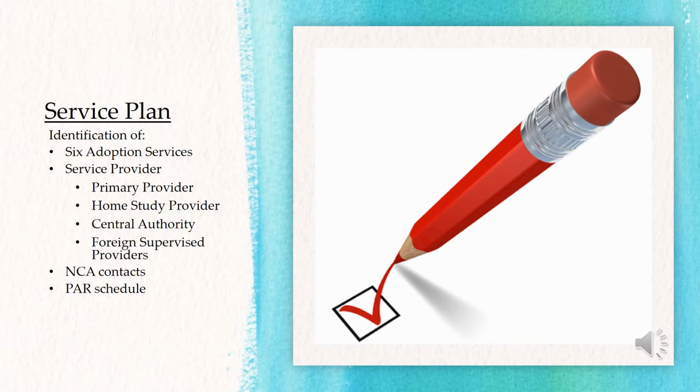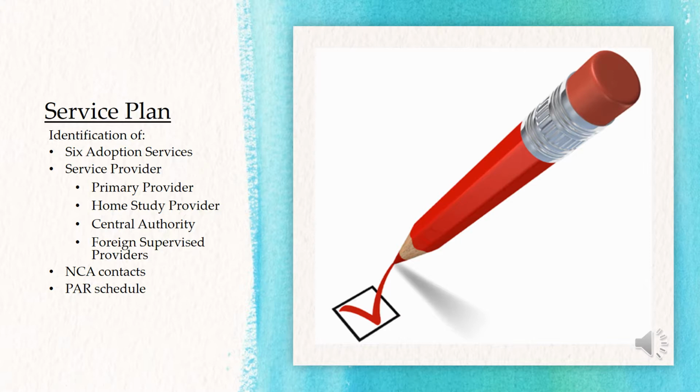The service plan is a document that identifies the 6 adoption services that are rendered in intercountry adoptions and who is responsible for providing each service. Nightlight Christian Adoptions is your primary provider and placing agency for a child from India. As the primary provider, we will coordinate your adoption, help identify a child for adoption, and arrange for the adoption.